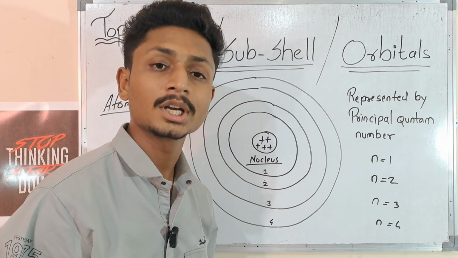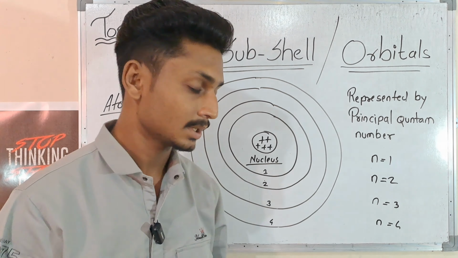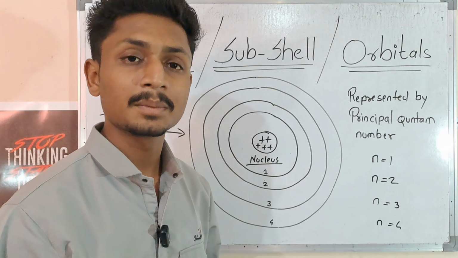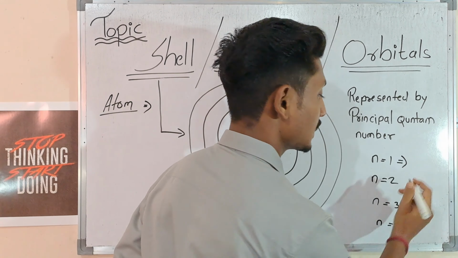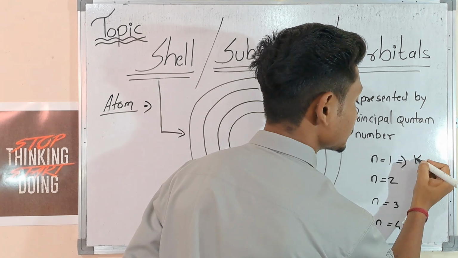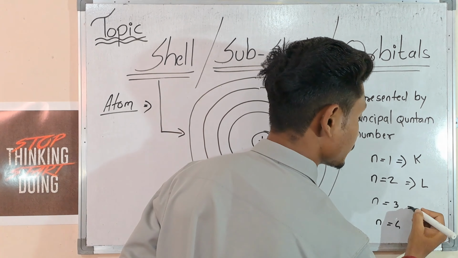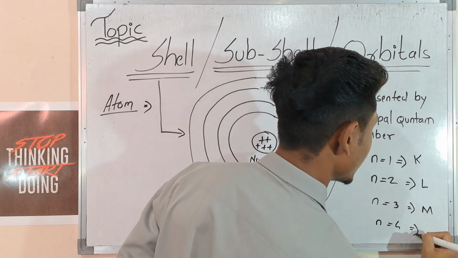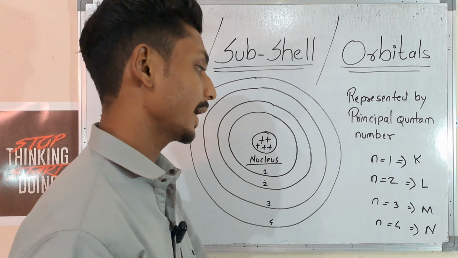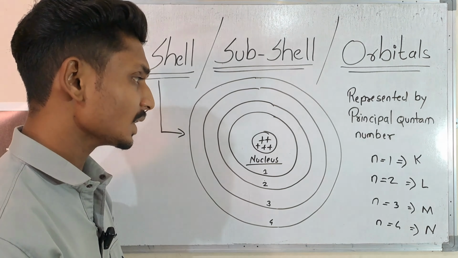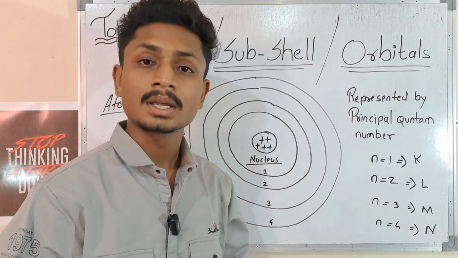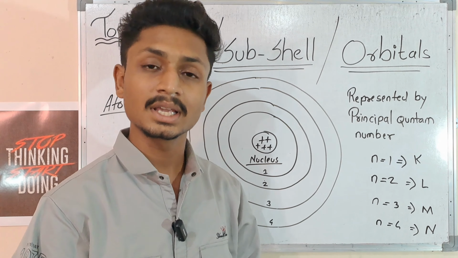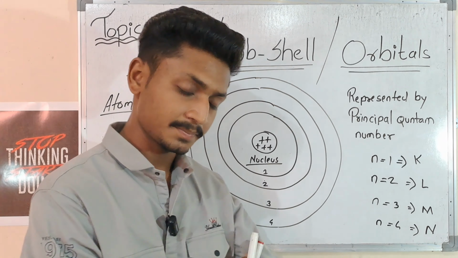These are principal quantum numbers representing energy levels. The first energy level is represented by K, second by L, third by M, and fourth by N. K, L, M, N. And each shell or energy level contains a certain number of electrons in its orbits.